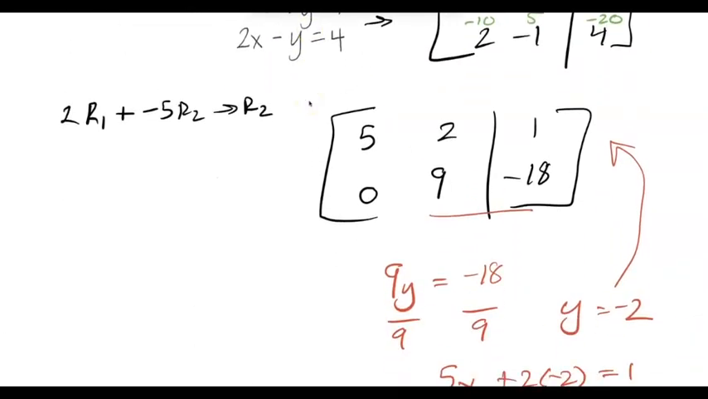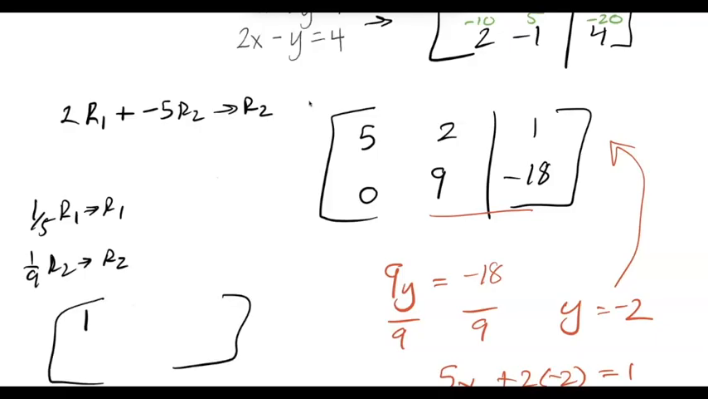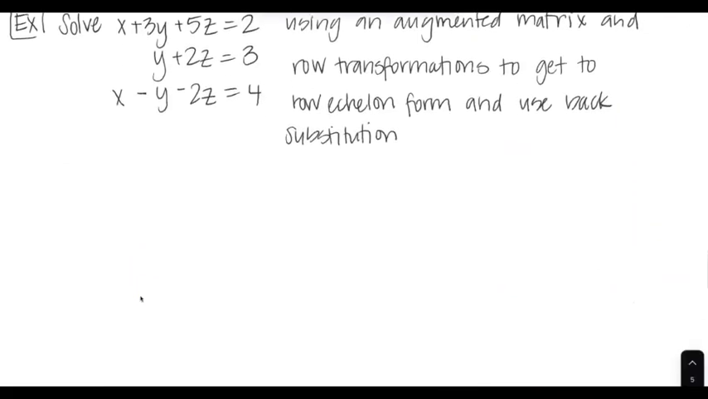And like I said before, if you wanted to see something that's a little more proper, you could do 1/5 times row 1, make that row 1, and I could do 1/9 row 2 and make that a new row 2. If we had done that, I would have got 1, 2/5, 1/5, 0, 1, and -2. This is more proper row echelon form. And then here you know, oh, y equals -2, done. And you have to go back and plug it in here to find out what your x is. Works either way. How about let's do it with the 3 by 3.